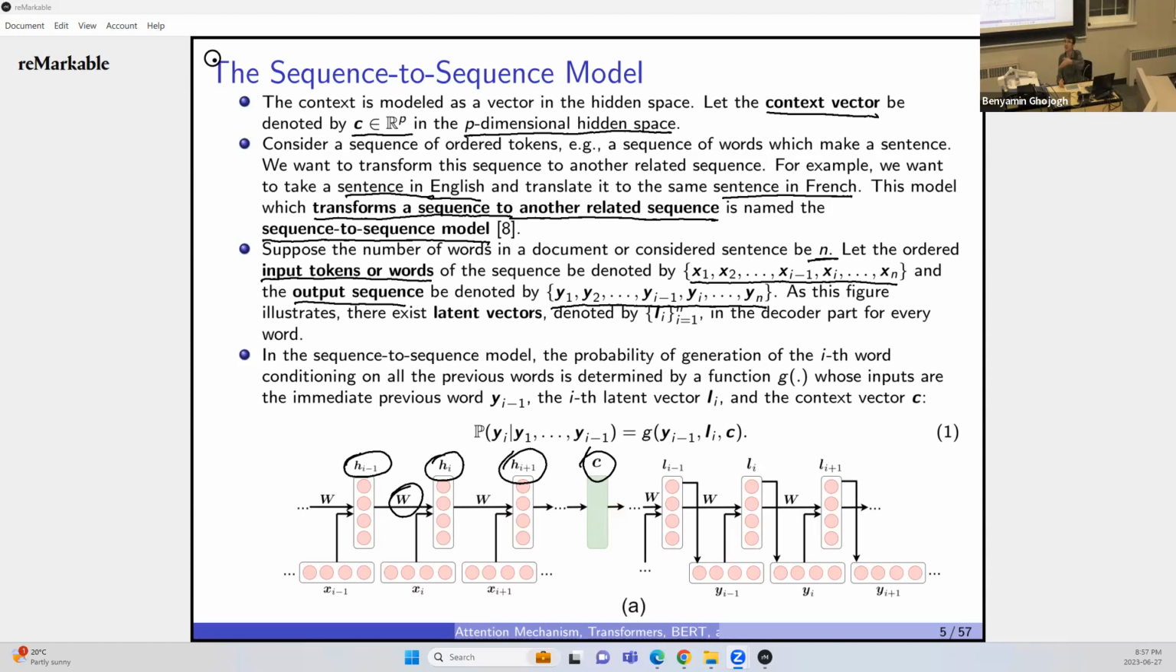Then the context vector is fed to the decoder, and we have it like this again in order to generate the outputs. So you can see the probability of yi given the previous y's, where yi is the output of the ith time slot, is a function g of the previous y, i minus 1, li, what is li? The hidden state in the decoder, and the context vector c, right? So for yi, I get li, and also I depend on yi minus 1 and c.